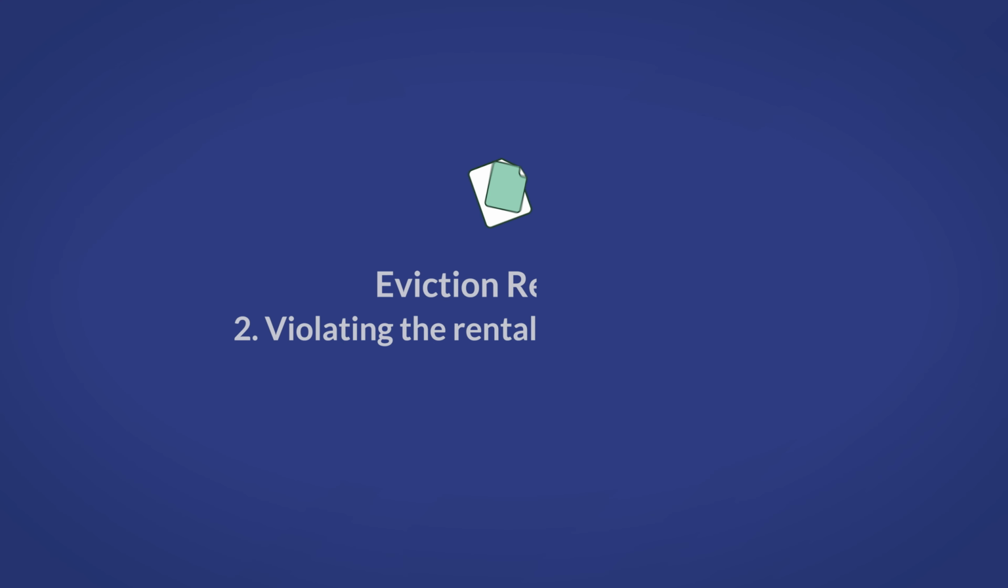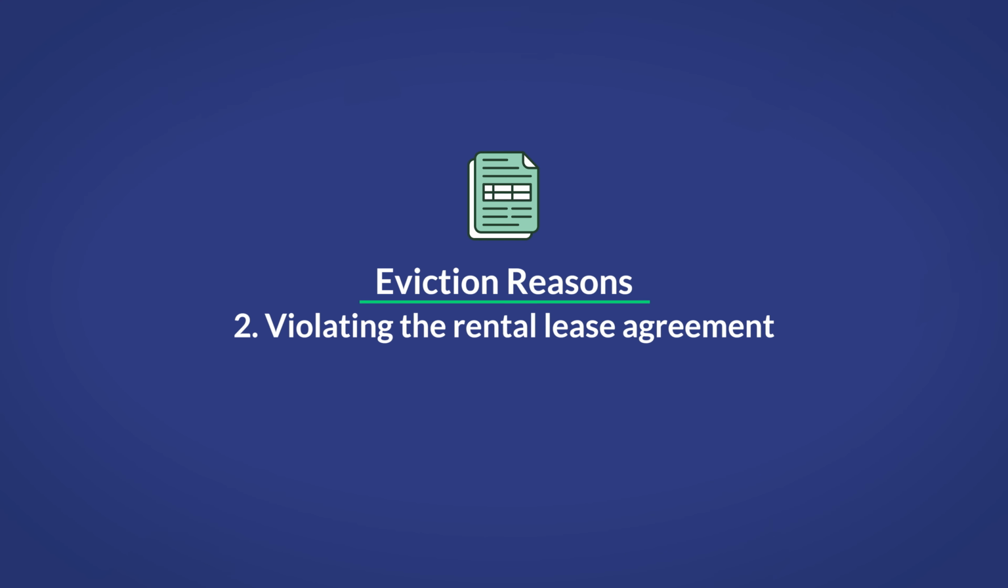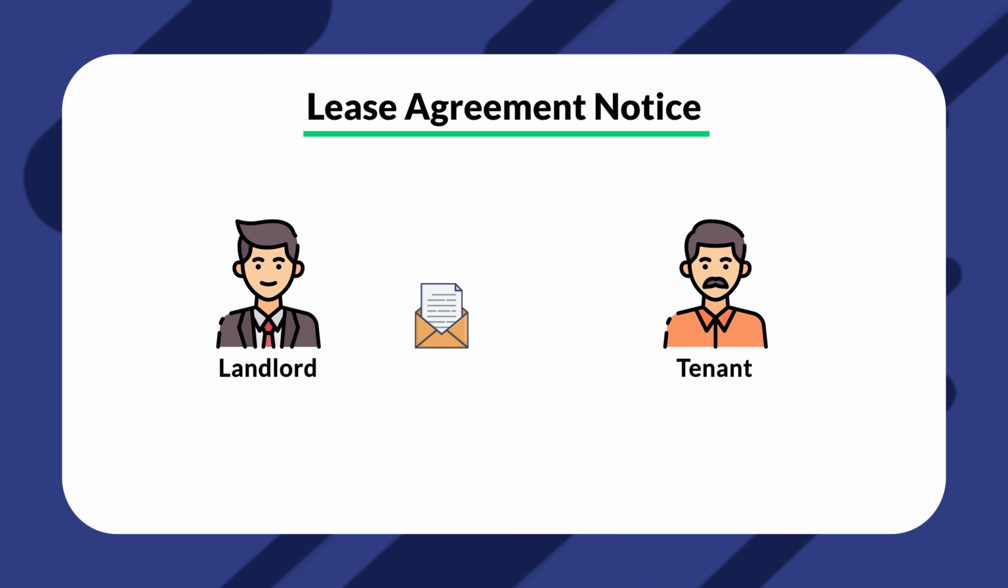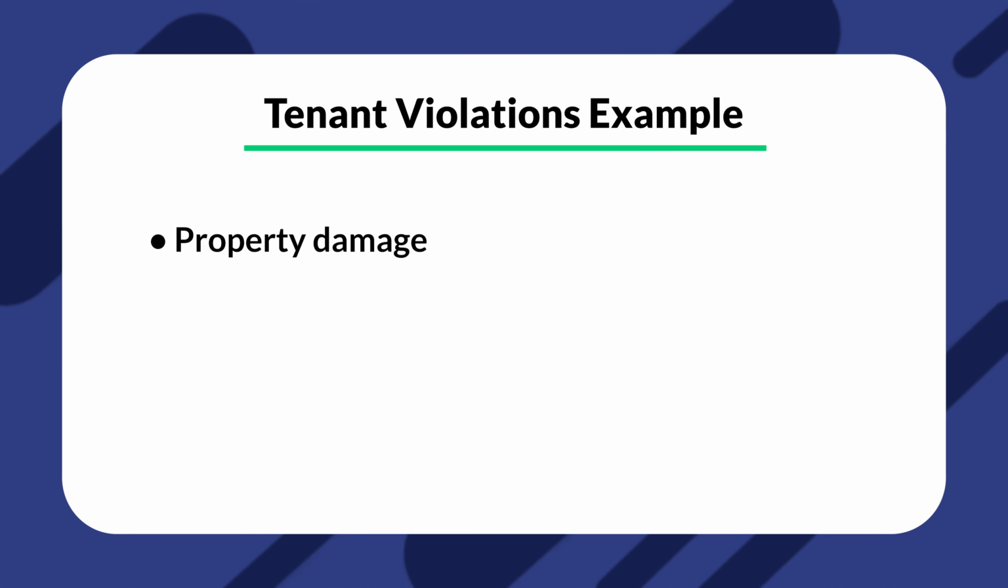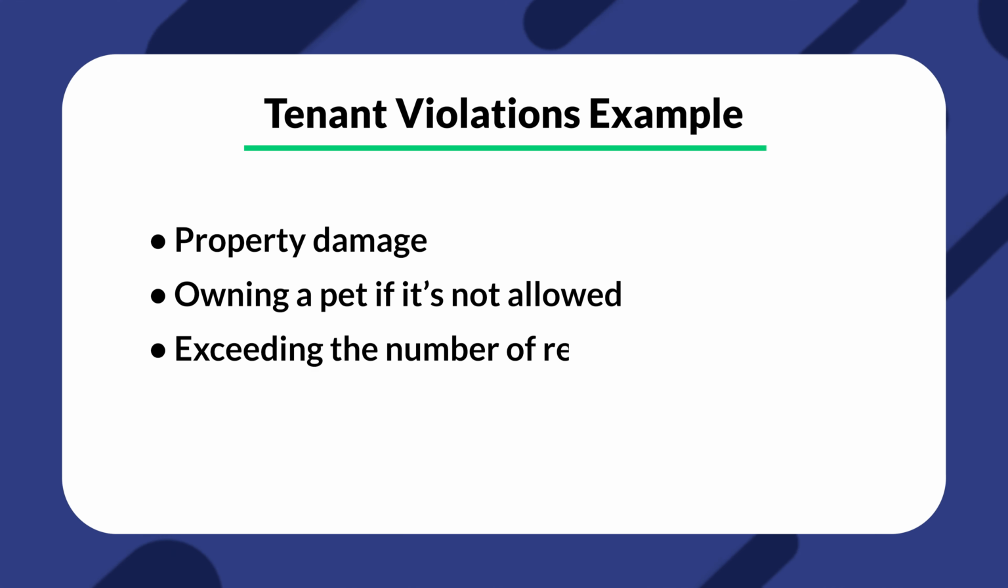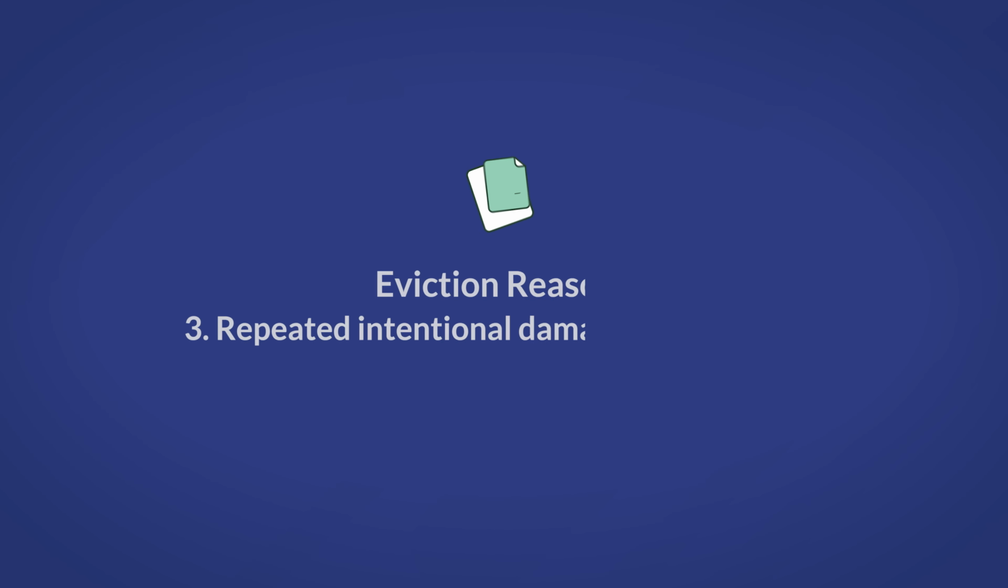So your tenants signed a rental lease agreement, and they have to uphold their responsibilities under the terms of that agreement. If your tenants violate any terms or conditions of their lease agreement, you can issue a 3-day notice to cure violation or move out to resolve the issue and avoid eviction. Tenant violations include things like property damage, owning a pet where it's not allowed, or exceeding the number of tenants allowed. And take note that illegal activity would fall into another category. The landlord may proceed with the eviction process after their tenants have failed to comply with the original notice.